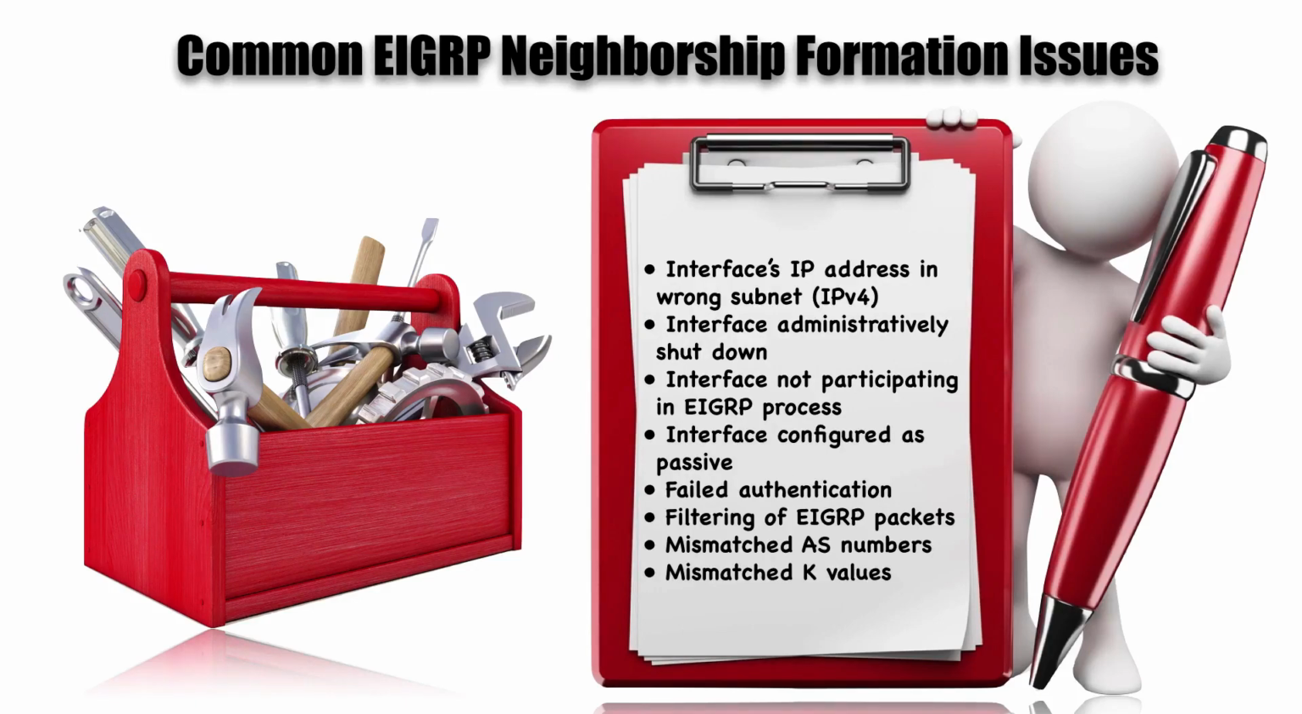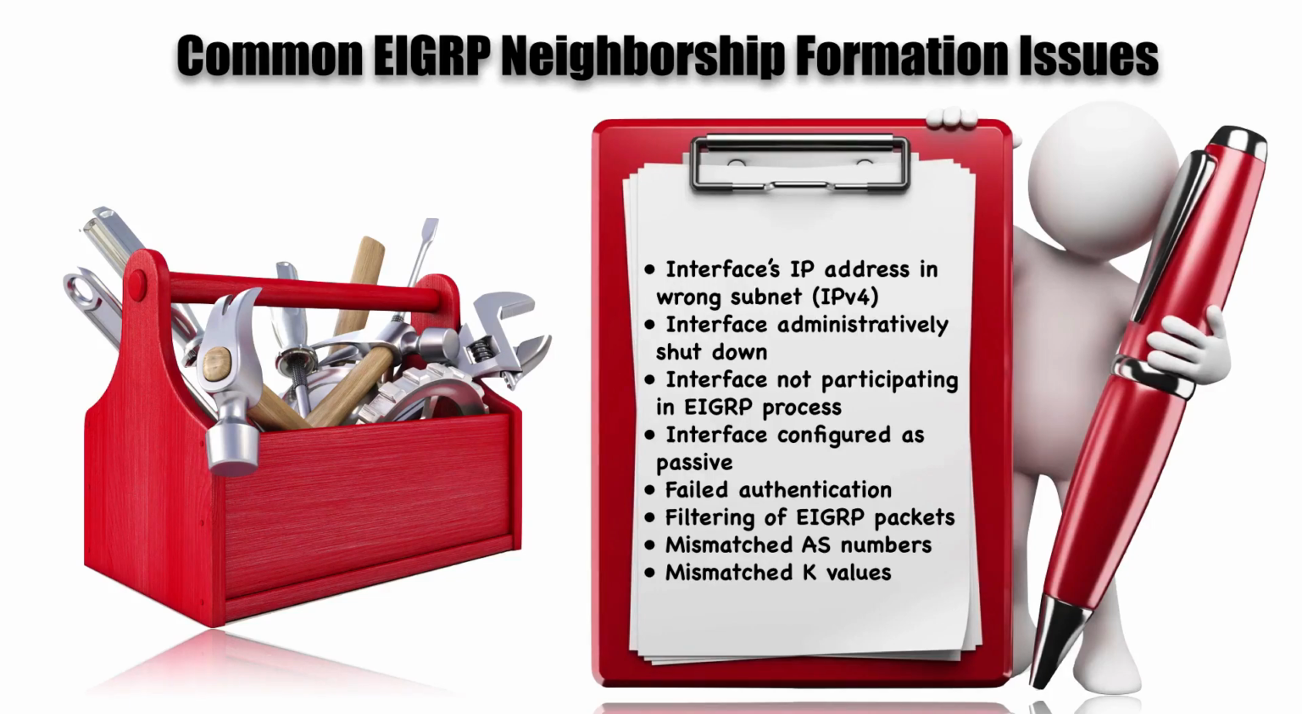Something else to watch out for is mismatched K values. Do you remember how the K values influence the metric calculation for EIGRP? By default, EIGRP only considers bandwidth and delay in its calculation, but we can make EIGRP consider other things. We can make it consider reliability and load through the manipulation of these K values, and K values must match between neighbors.